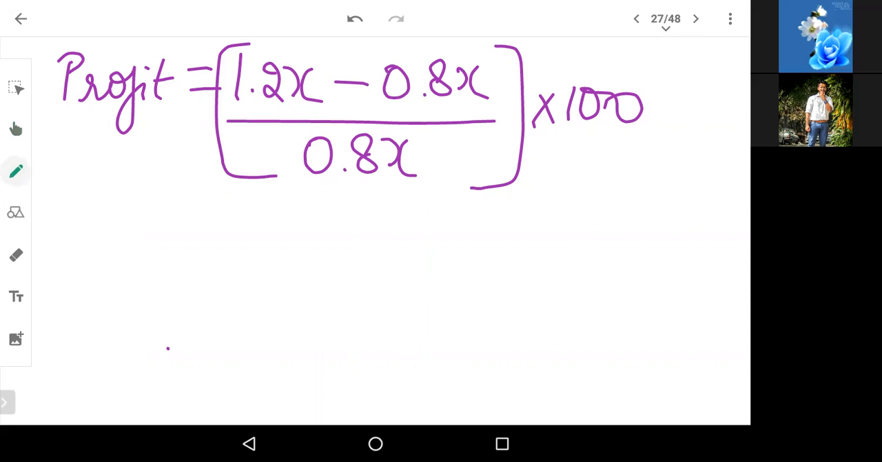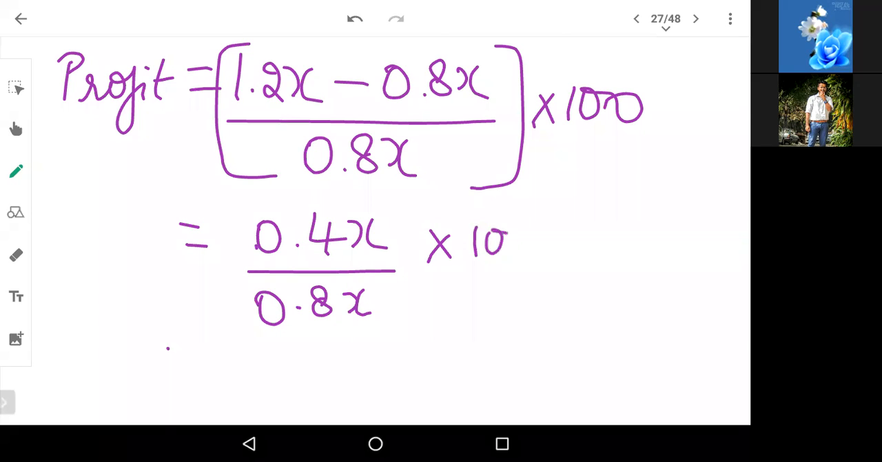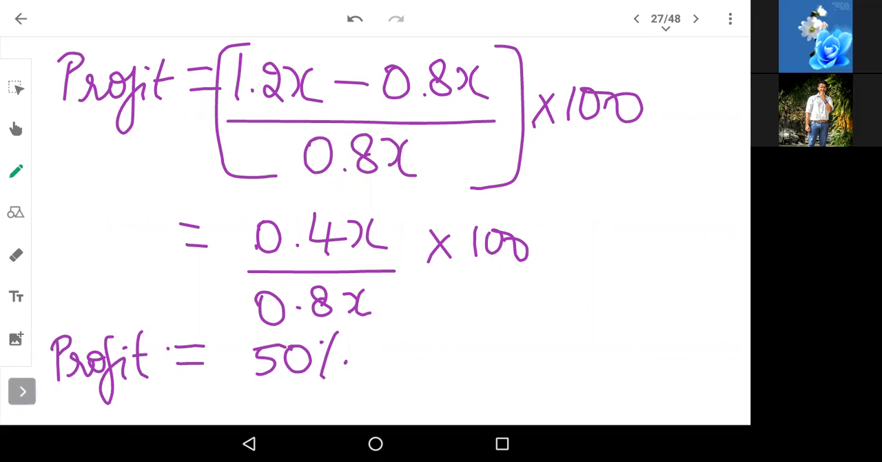Okay. Now let us do some calculations. That is 1.2x minus 0.8x, you will get 0.4x divided by 0.8x into 100. Now if you do the math here, you will get 50% as the profit percentage. This is the answer. Did you all understand?